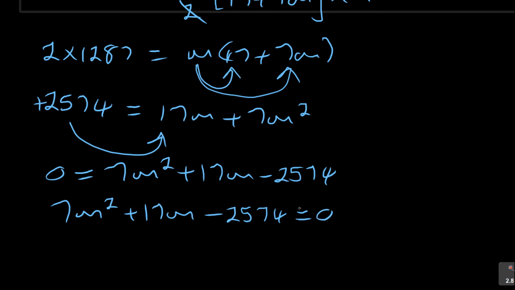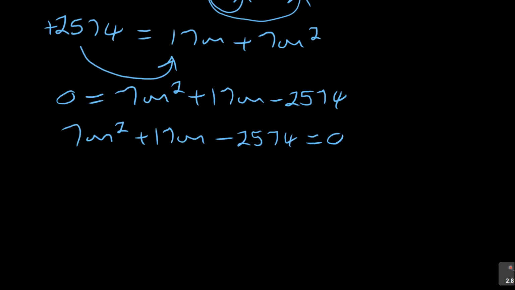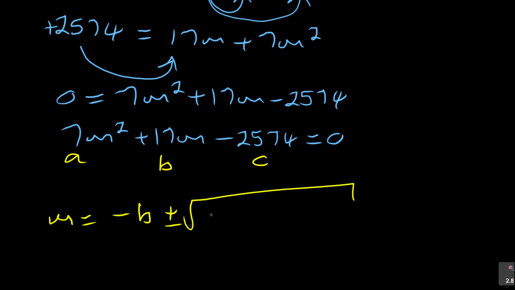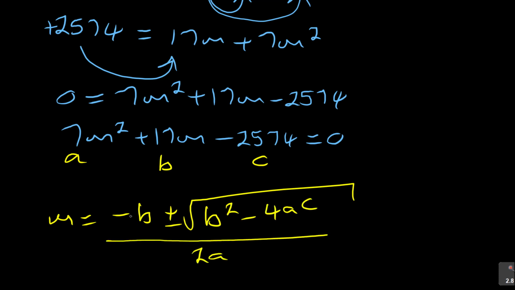2574 equal to 0. Now the quadratic equation is easier, where this is my a, that's my b, that's my c. And then what is it? We are counting m is equal to minus b plus or minus square root of b squared minus 4ac all over 2a. Are you with me?